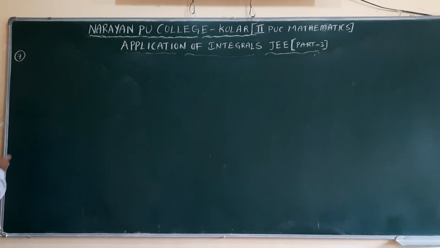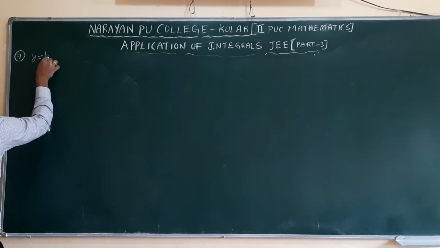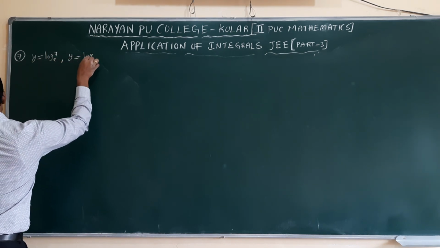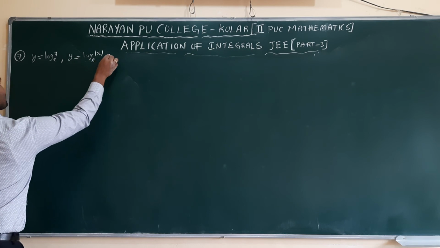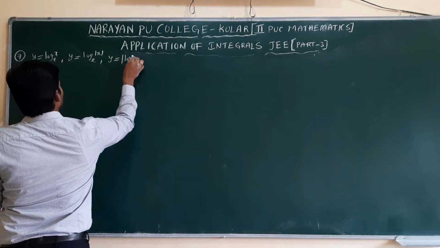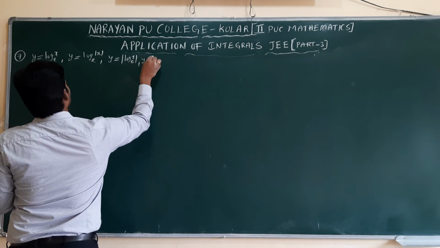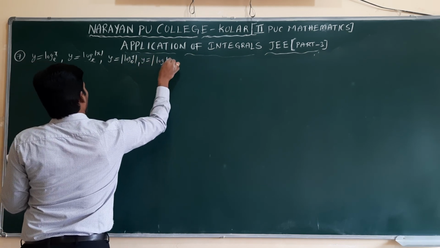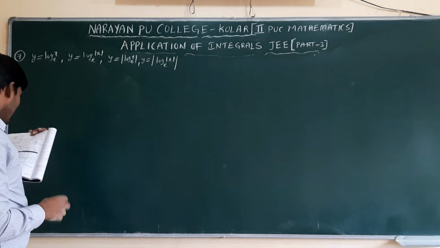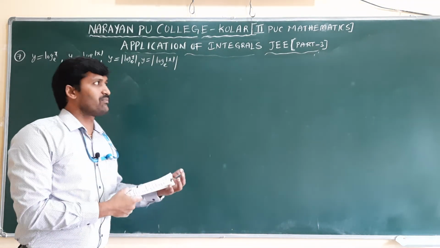The area bounded by the curves y equal to log x to the base c, y equal to log of mod x to the base c, y equal to modulus of log x to the base c, y equal to modulus of log mod x to the base c. We need to find the area between all these curves exactly.